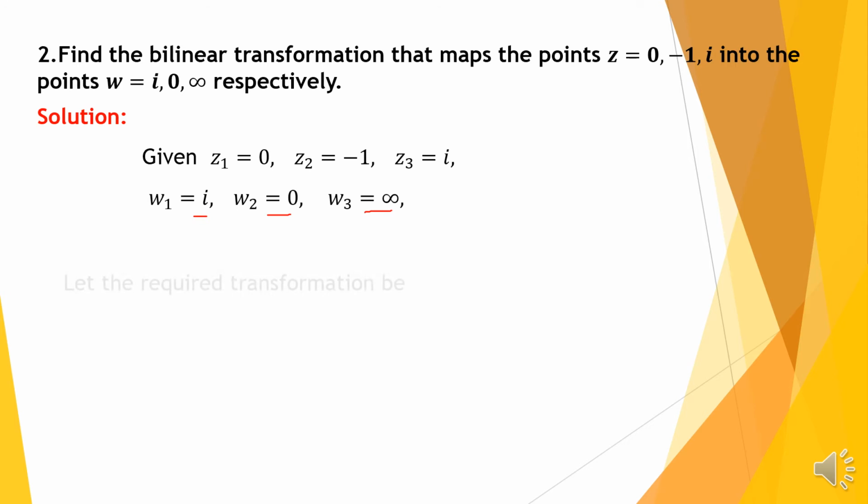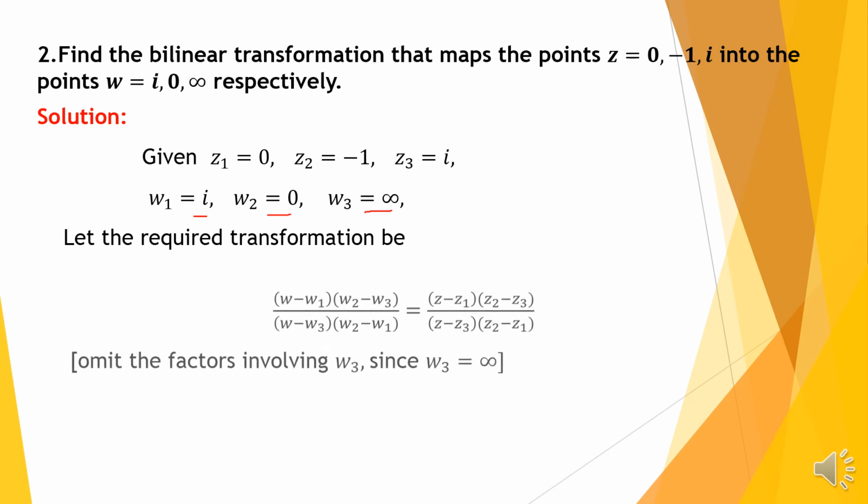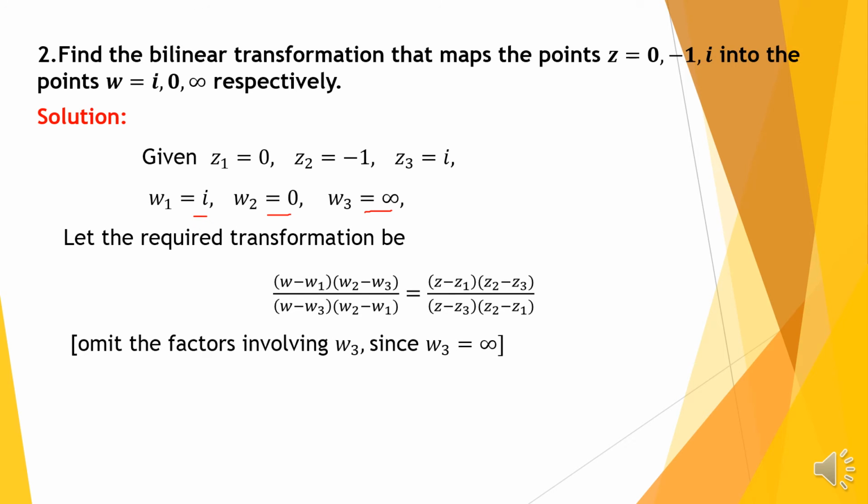Now write the formula for bilinear transformation, that is w minus w1 into w2 minus w3 divided by w minus w3 into w2 minus w1 is equal to z minus z1 into z2 minus z3 divided by z minus z3 into z2 minus z1.